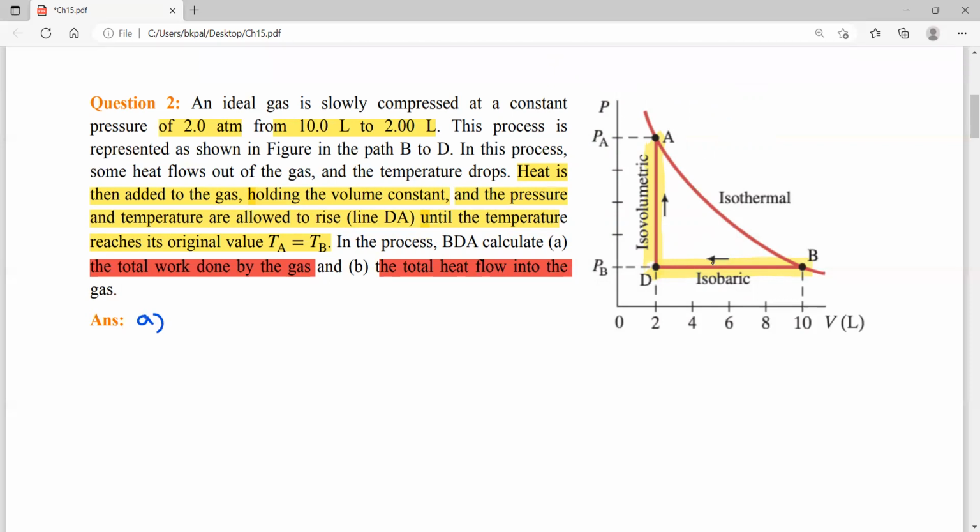If you remember from the theory, the work done is the area under the graph. We have to calculate work done for the B, D, A processes, and because here we have two processes, we can write this as BD plus DA. DA is a constant volume process. That means the work done for an isovolumetric process is equal to 0. So W_BDA is equal to W_BD, and that means we have to determine the area of this rectangle.